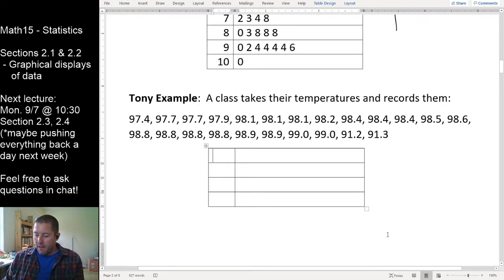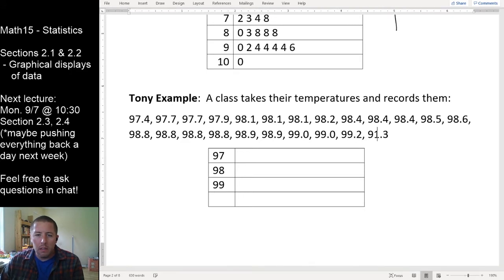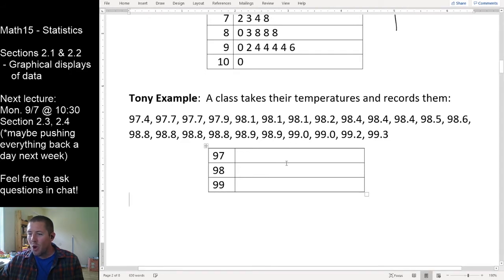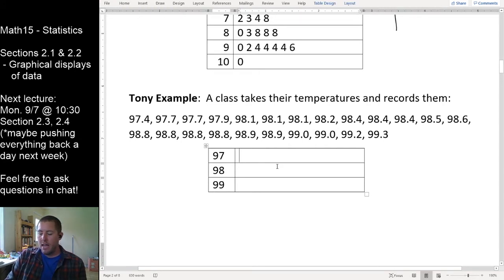So I can go ahead and fill out this one as well. It looks like we have a bunch of temperatures in the 97s and the 98s and the 99s. And what are those? I wrote a couple dumb ones over here. There we go. Okay, and it actually looks like we don't have anything else that goes beyond that. At least in this case here, nobody's sick, it looks like. I don't see any outrageous temperatures here. But if I was going to make this stem and leaf plot, this is not going to be as enlightening as the previous one because, so I've got a 97.4, 97.7, 97.9.